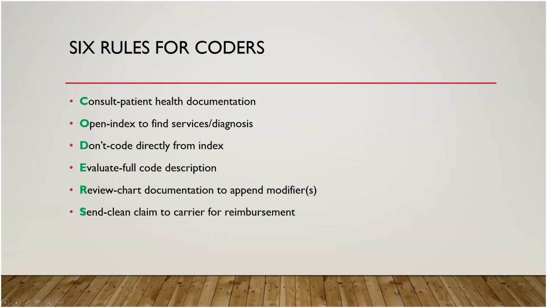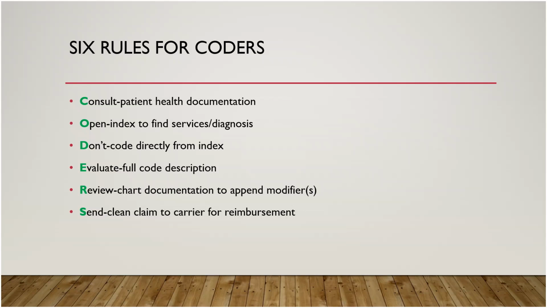Okay, so 6 rules for coders, and this is in your study guides. You see that it just says coders. First, the coder consults the patient health documentation. We open the index and find the services and diagnosis, so your CPT, your HCPCS, and your ICD-10. You don't code directly from the index. Whether you know that it's a complete code or not, you want to verify in your tabular. You evaluate the full description in your tabular, whether it be HCPCS, ICD-10, or CPT.